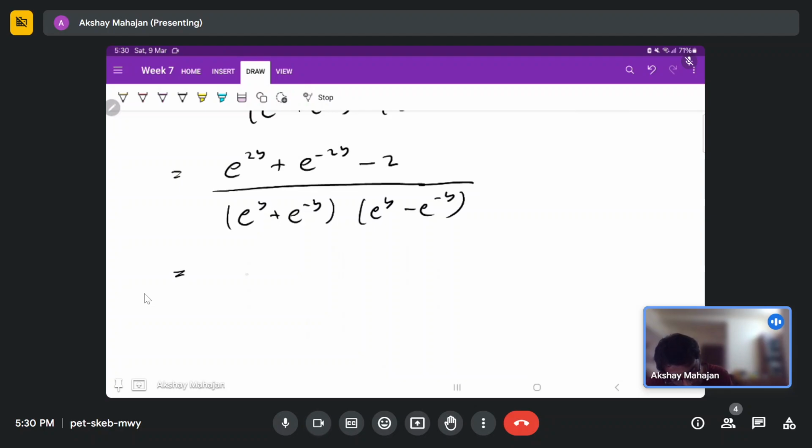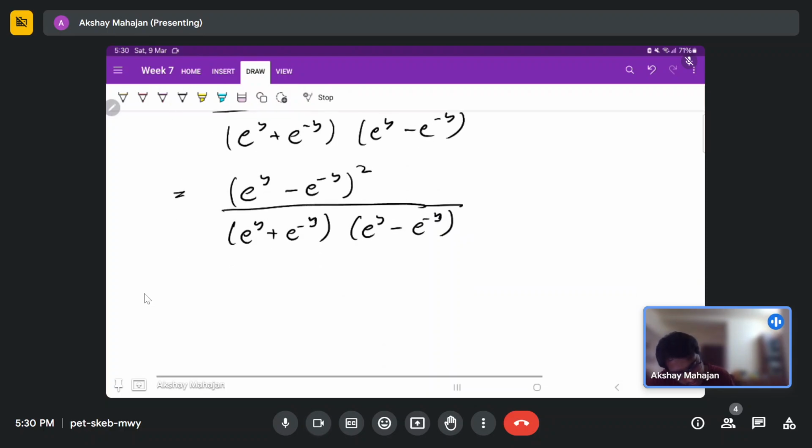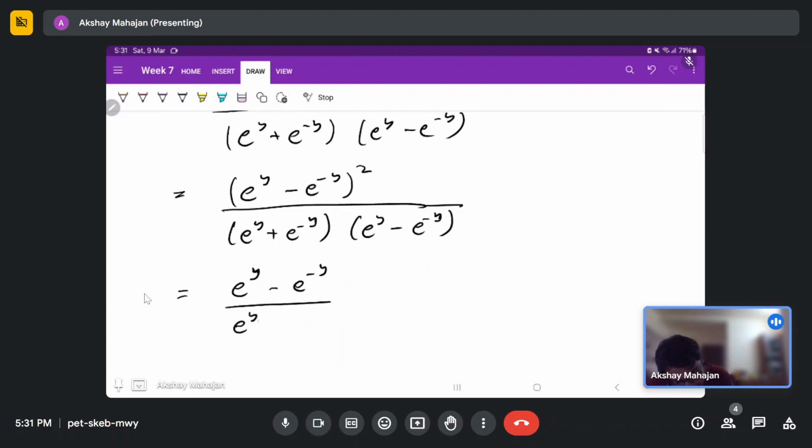Right, now this we can write as (e^y - e^(-y)) whole square divided by (e^y + e^(-y)) and (e^y - e^(-y)). Okay, so that leaves you with (e^y - e^(-y)) upon (e^y + e^(-y)). And this is basically, as we have seen at the start of the lecture, one of the formulas for the hyperbolic functions, that is tanh y.